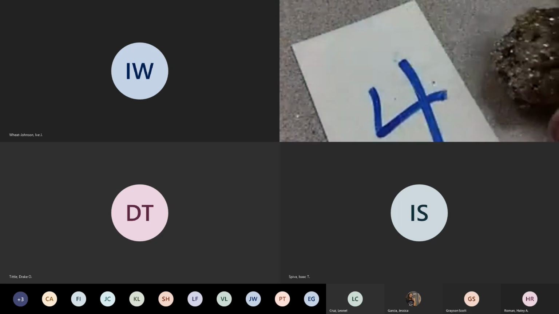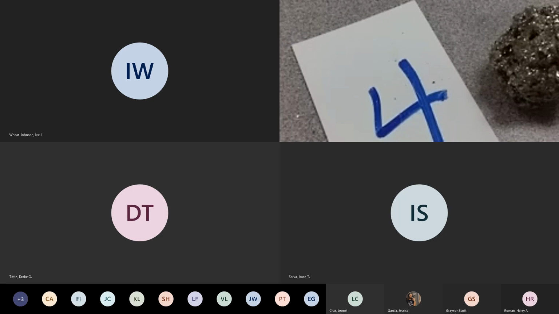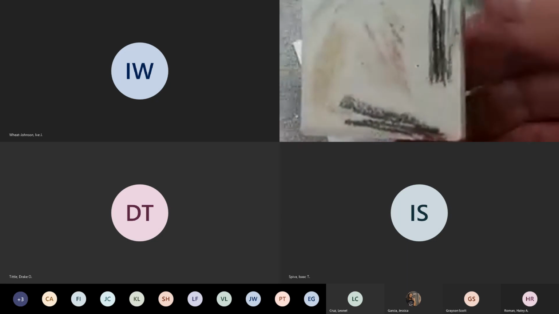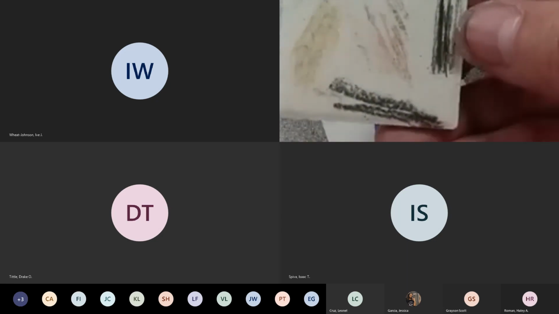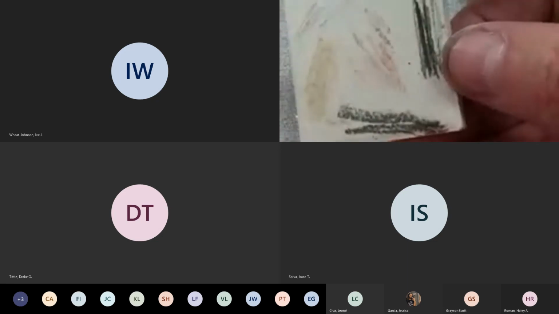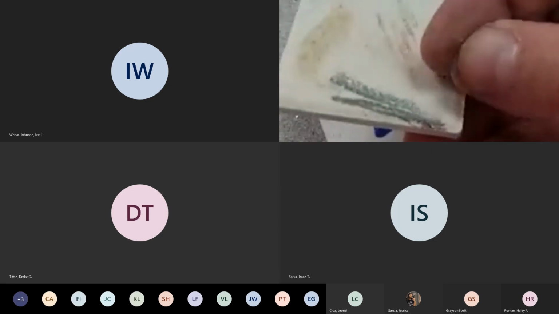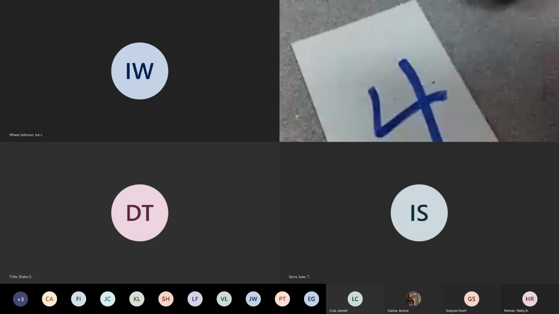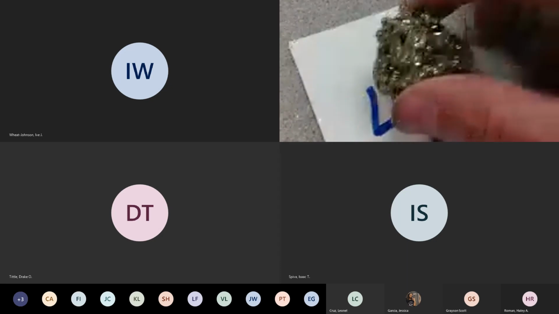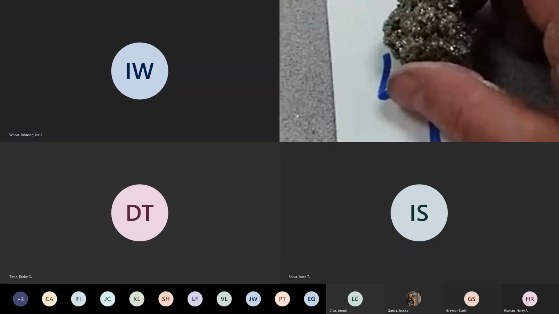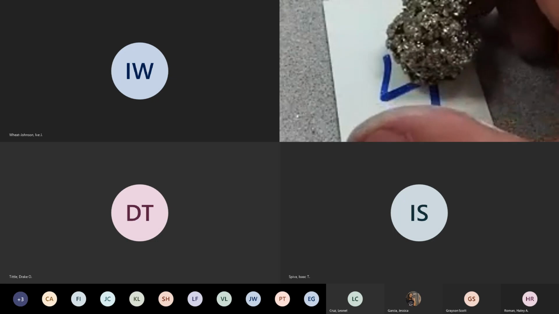The streak was kind of dark gray to black. It was right here, I believe. So I think if you said dark gray to black or something like that, you're probably looking good there. And the hardness was greater than 5.5. This cut glass.